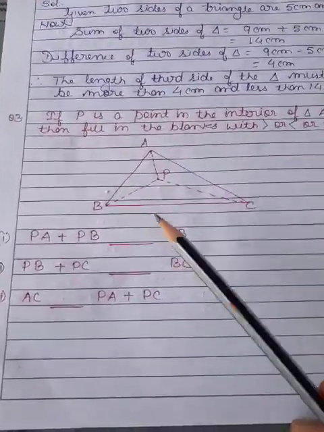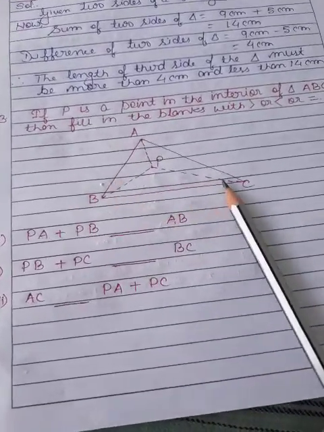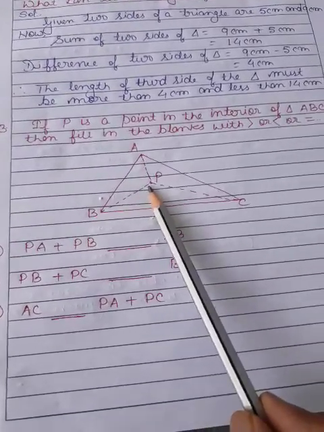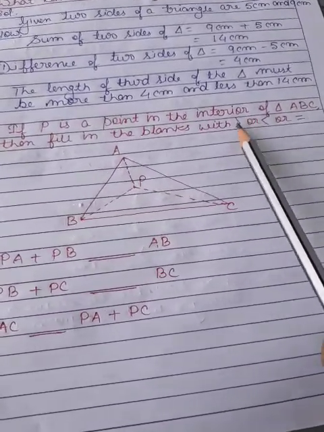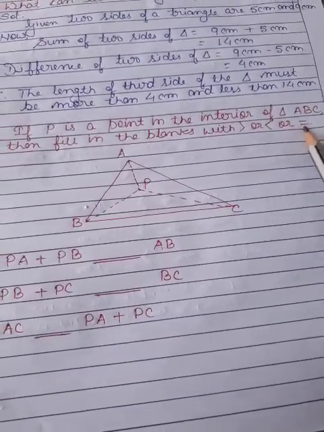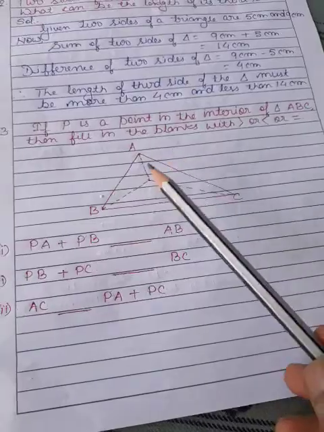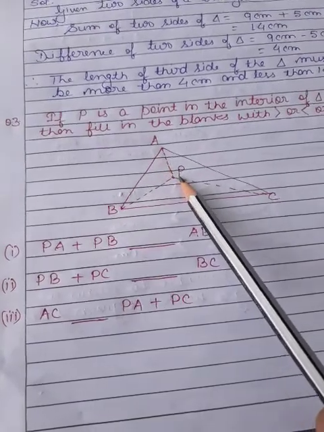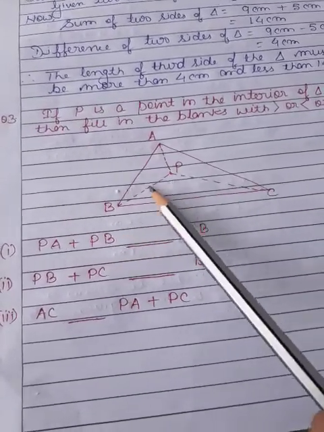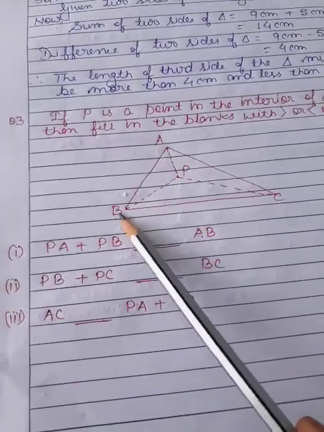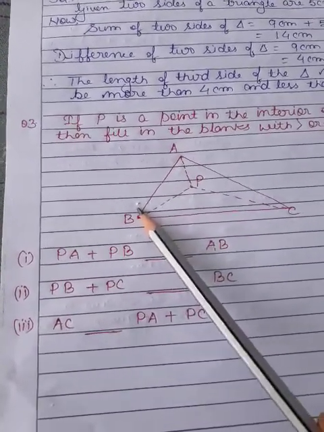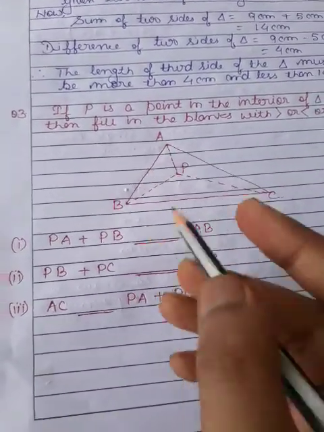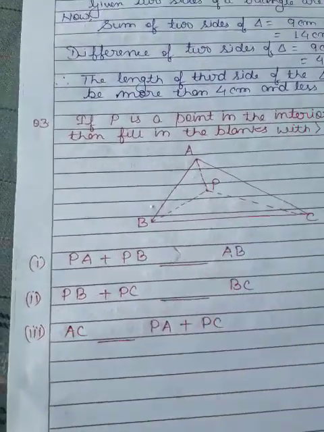Now question number 3. In number 3, we have got a figure. A triangle ABC is there and P is a point inside this triangle, and we have to say whether it is greater than, less than or equal to. See this figure, look at this figure. PA is this one plus PB. So PA plus PB and AB. As I told you, if you add two sides, it will always be more than the third side. So here we will give the more than sign or greater than sign.